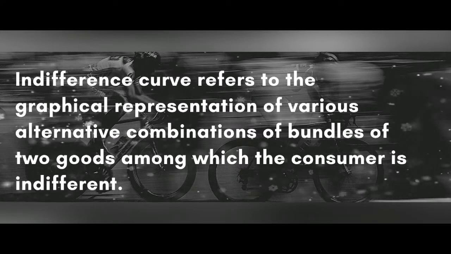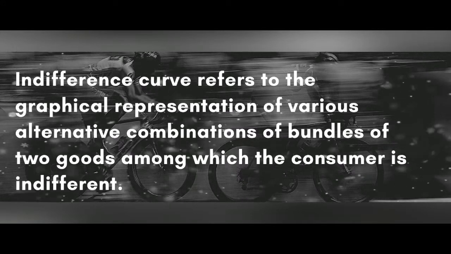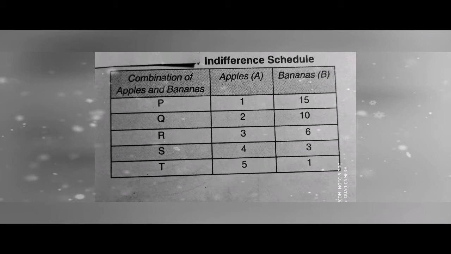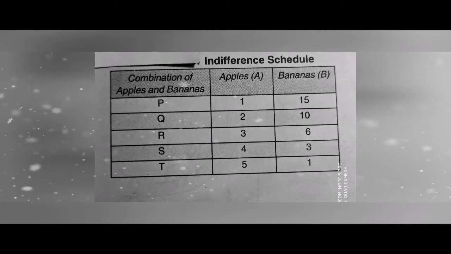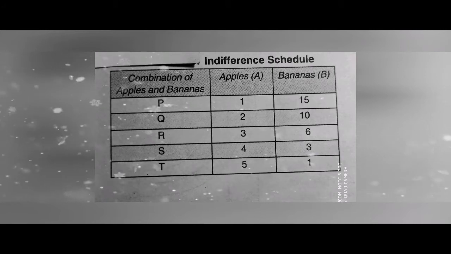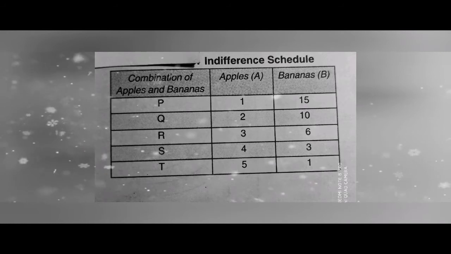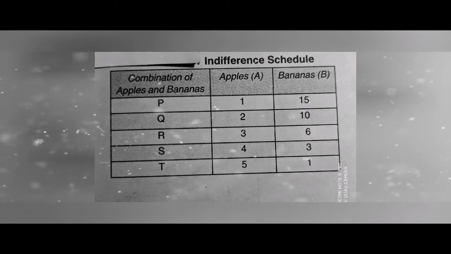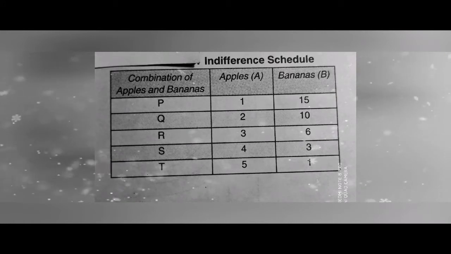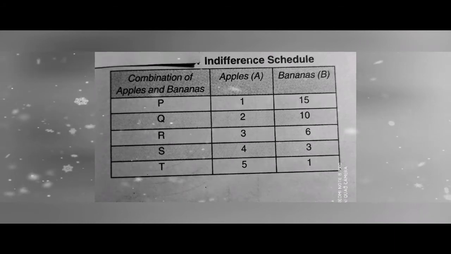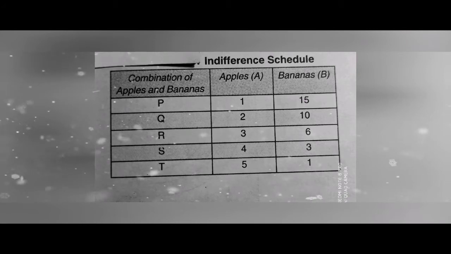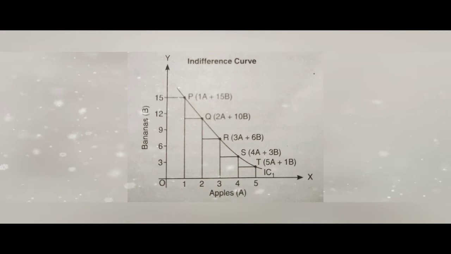Here in the schedule you can see the combination of apple and banana, represented by the combinations P, Q, R, S and T. That is, for one apple there are 15 bananas. Again, for 2 apples, 10 bananas; for 3, 6; for 4, 3; and for 5, 1. It means each point shows a combination of two commodities which gives the consumer some satisfaction. The diagram and the graph represent their structure here.